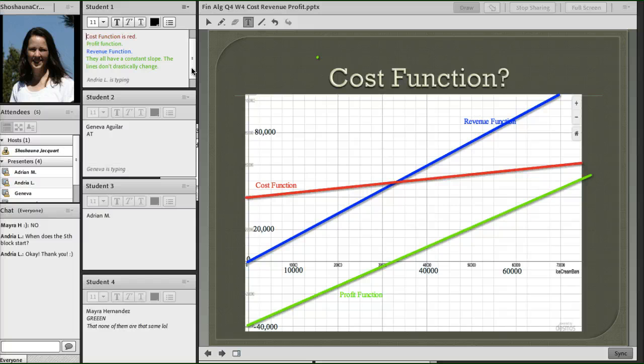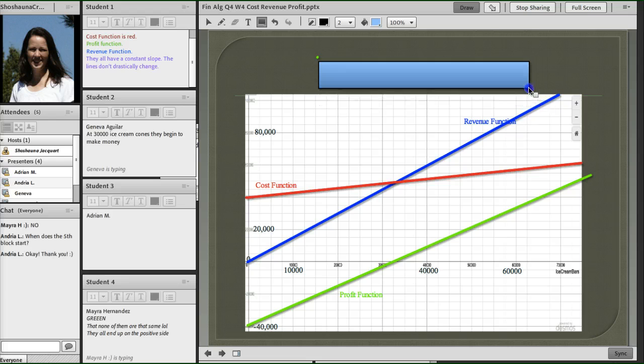Okay, and Andrea, they don't drastically change. And all of these ones are linear, and not all cost functions. Not all functions. I need to get rid of this. Totally need to make this one go away because we're not specifically talking about cost function. Poof, made that go away.